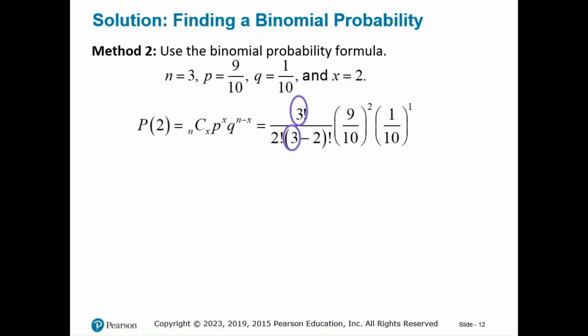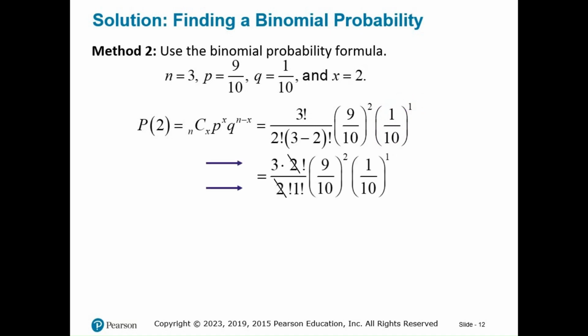N, or 3, goes in the numerator and denominator. X, or 2, goes in the denominator in both places and in the exponent of p, or 9/10. P, or 9/10, with x, or 2, as the exponent. Then q, or 1/10, with the difference of n minus x, which is 1, as the exponent.